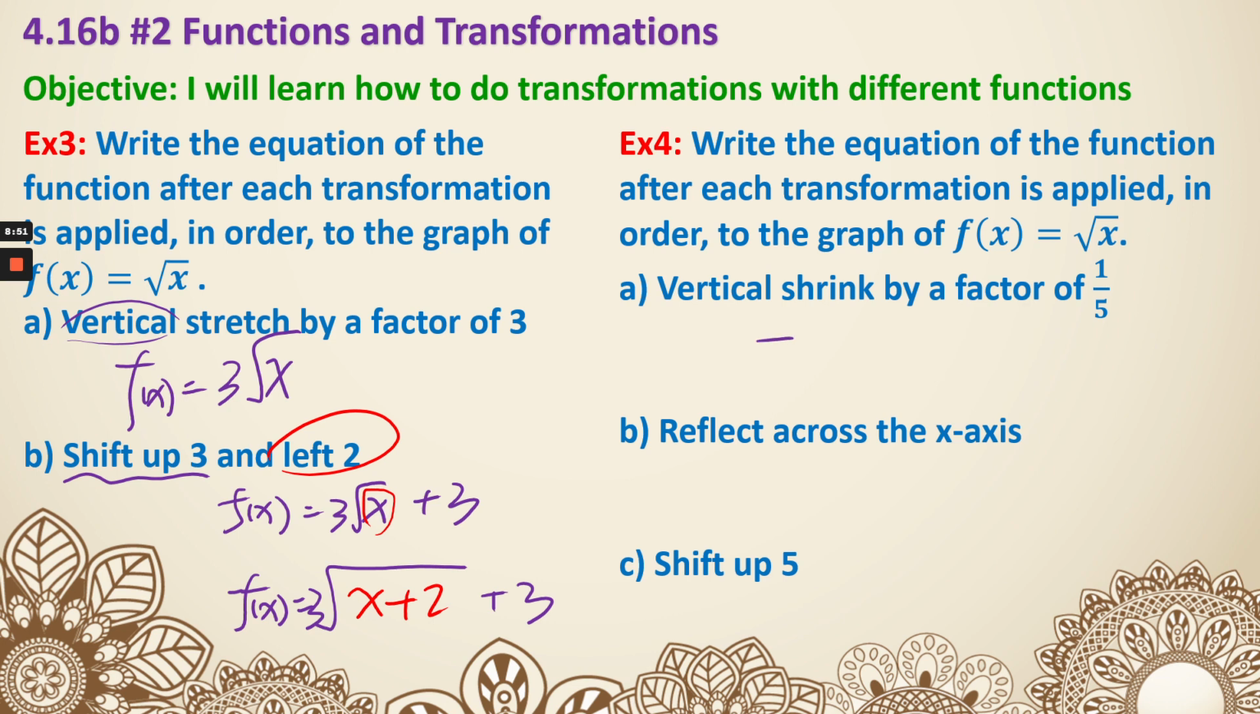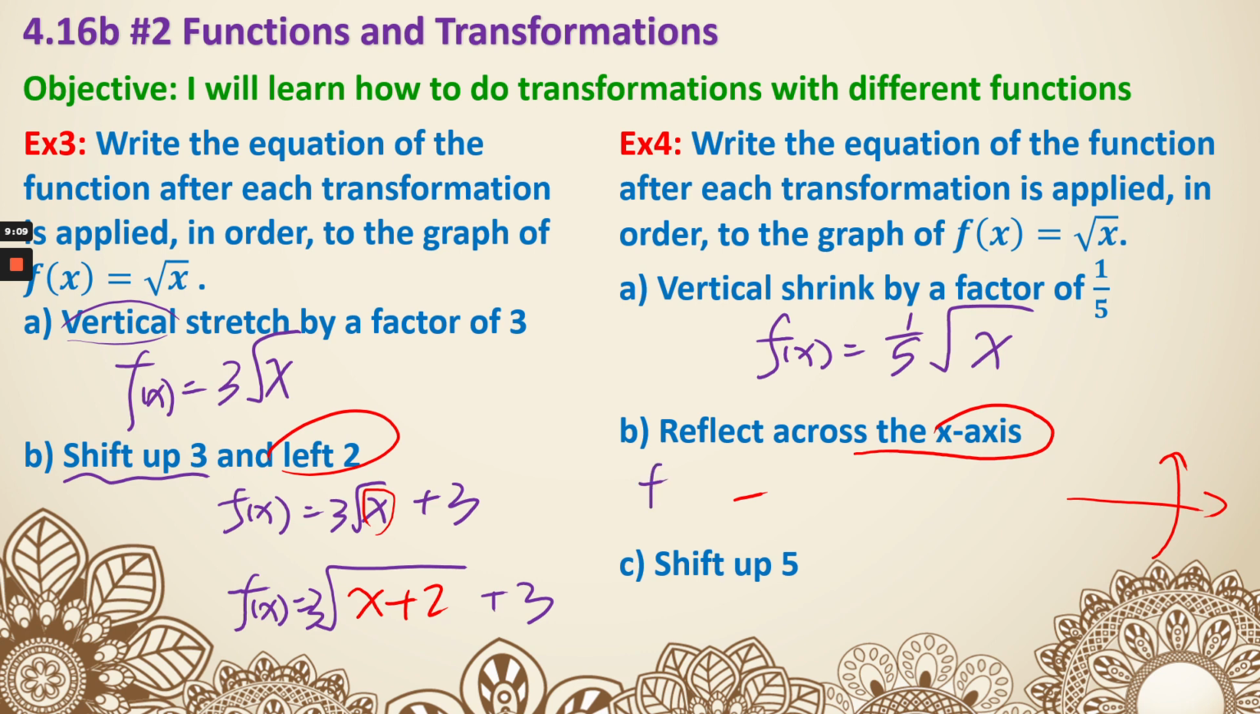Vertical shrink. That is going to be a 1/5 in the front again. We still have a square root of x. Then we have a reflection across the x-axis. So it's got to be a vertical reflection. That means the negative sign in the front. Everything else stays the same. F of x stays there, 1/5 square root of x all stay there.